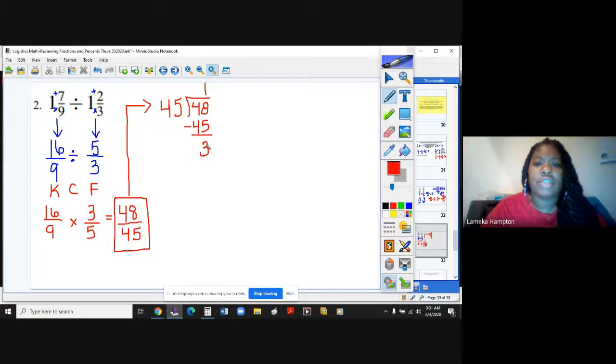3 is now going to serve as my new numerator. So I have 3, and then I'm going to keep my 45. Now, I still can simplify this particular fraction because 3 and 45 are multiples of 3. Okay, so now I'm going to rewrite this so that you all can see it a little clearer.